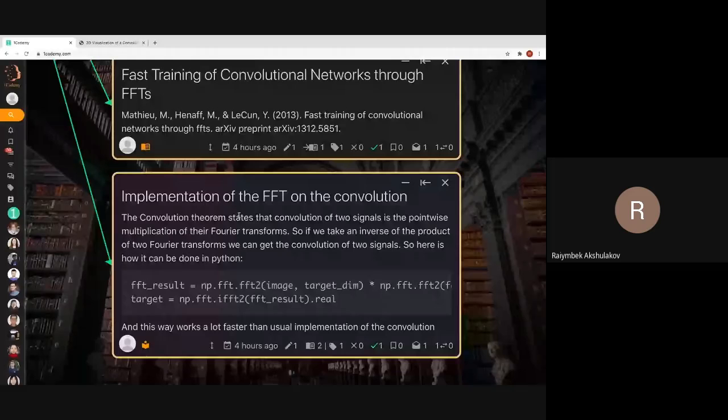And finally, a faster implementation of convolution uses fast Fourier transforms. The convolution theorem states that the convolution of two signals is a pointwise multiplication of their Fourier transforms. So if we take an inverse of the product of two Fourier transforms, we can get the convolution of two signals. Here is how it can be done in Python, just two lines, but we will need the target dimensions, the output dimensions.